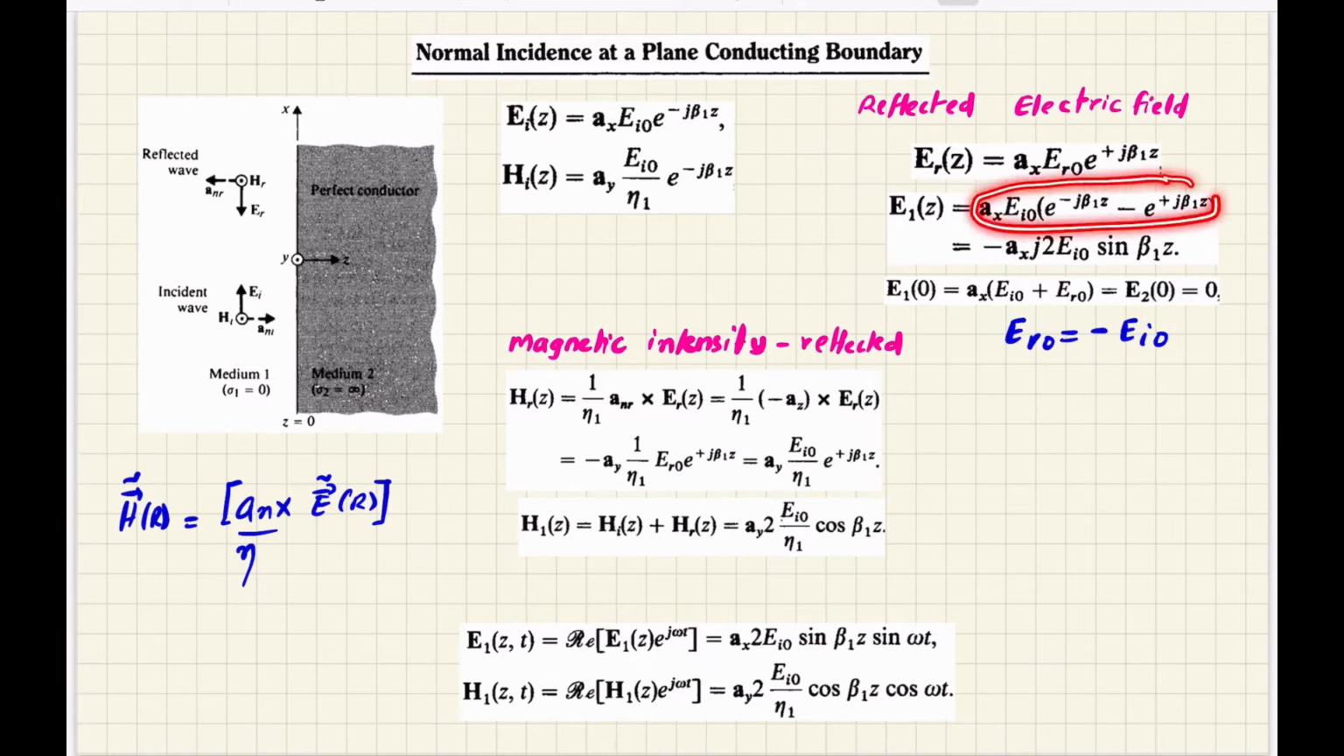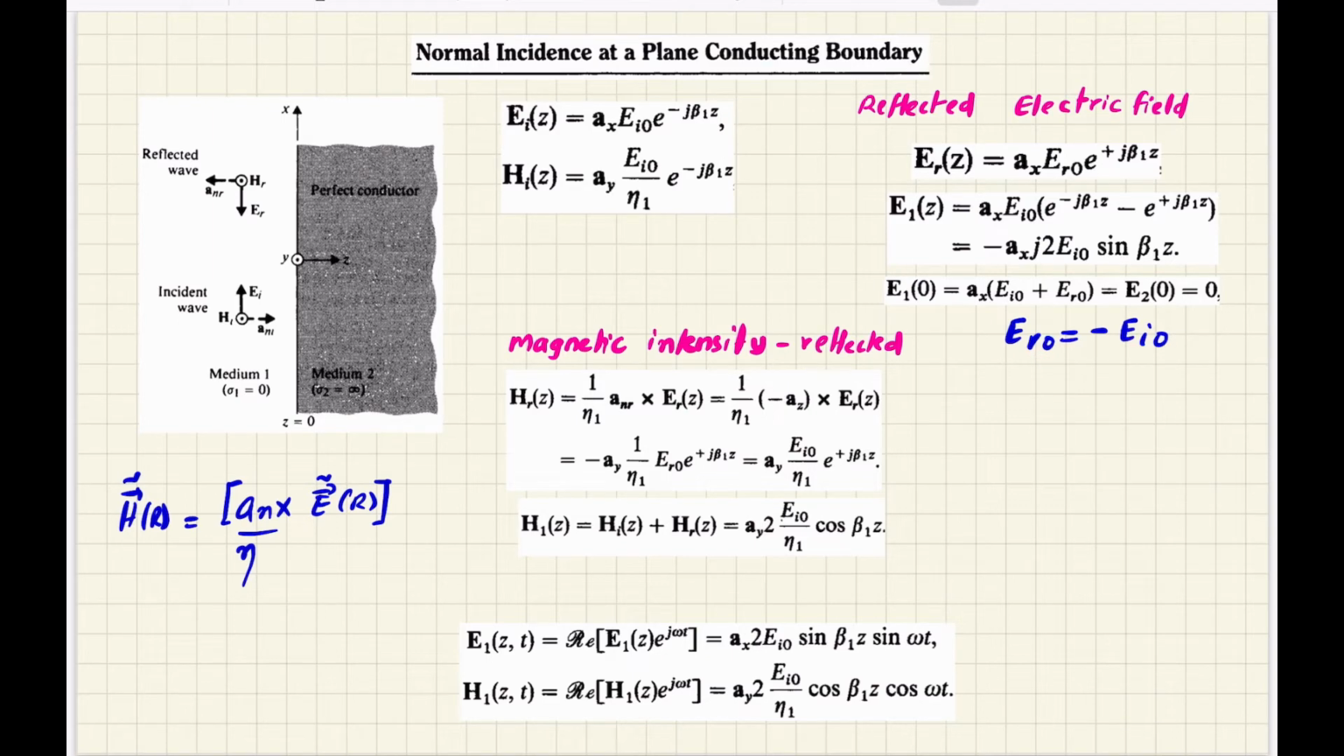You can take this expression or the previous expression. Instead of E_I0 you can write it as plus E_R0 with a plus sign. In that case, if you put z equal to 0, all these e raised to minus j beta z factors will be 1, and the sum of the two, E_I0 plus E_R0, should give you 0. That means E_R0 equals minus E_I0.